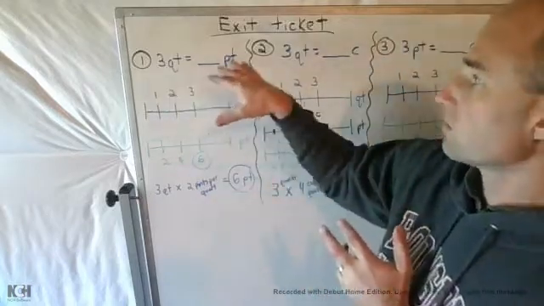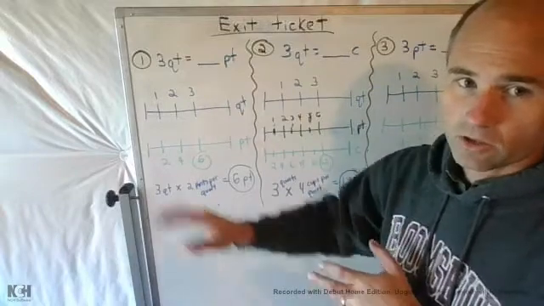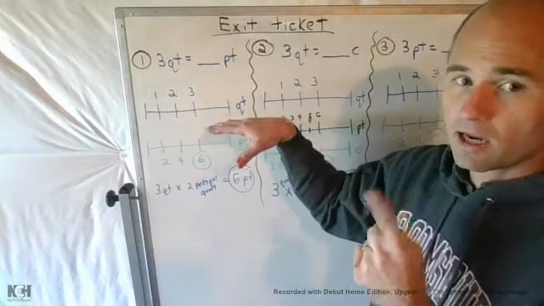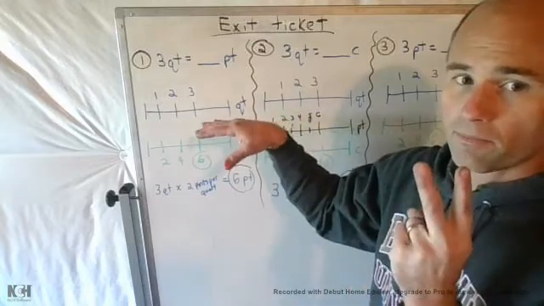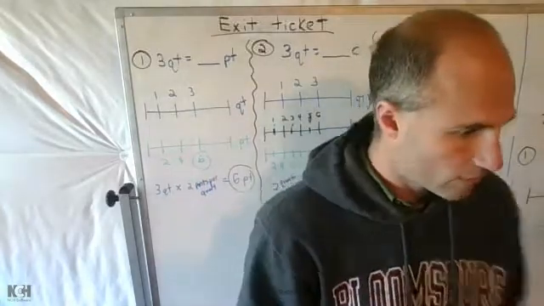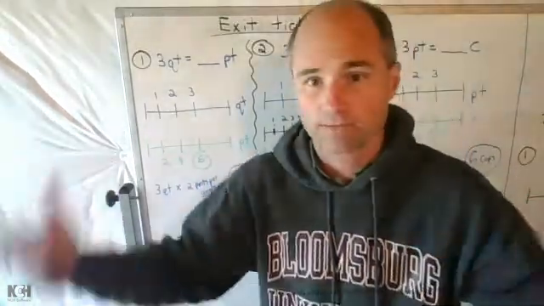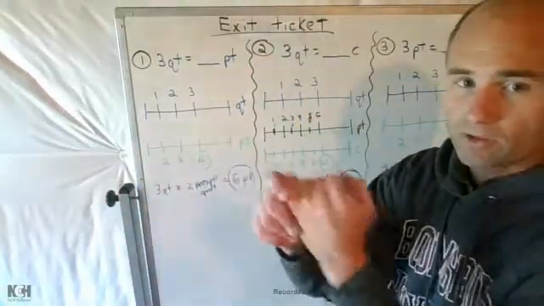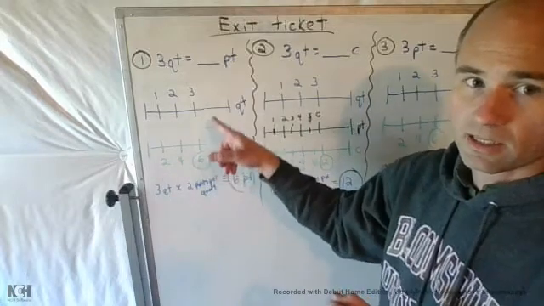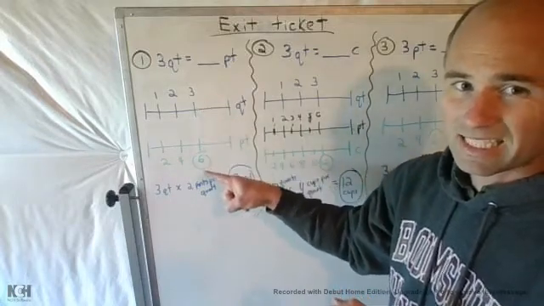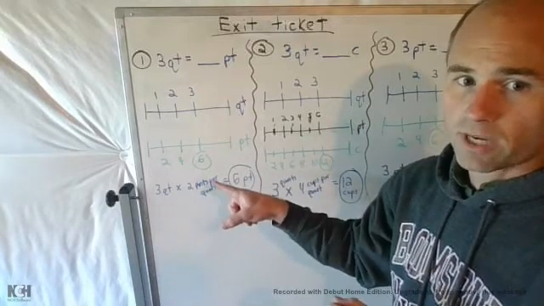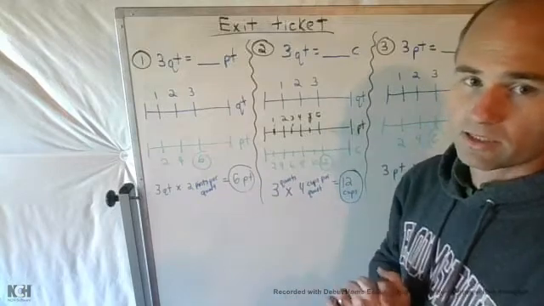3 quarts equals blank pints. So I start off making a number line with my quarts on it. I know 2 pints are in 1 quart. So I'm going to count by 2s. 2, 4, 6. So 3 quarts make 6 pints. 3 quarts times the 2 pints per quart will give you that 6 pints.